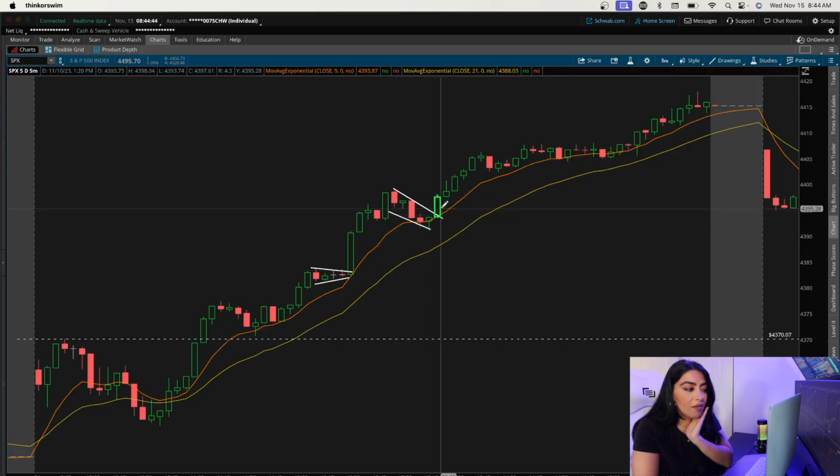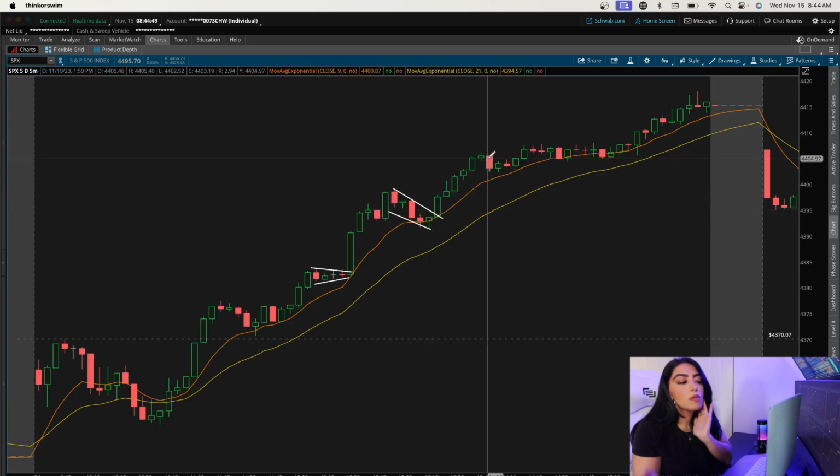Bounces off EMA, retests EMA, breaks out a bull flag, entry. Okay, so there's multiple ways that you can utilize EMAs as trend lines, stop losses, support and resistance levels, entry points. You can use them as a guide.